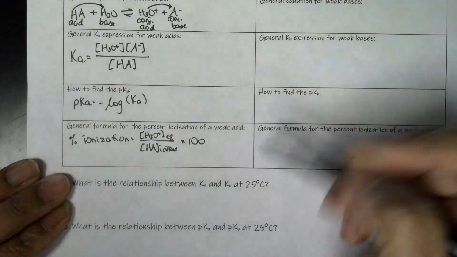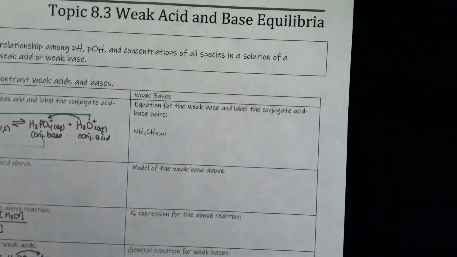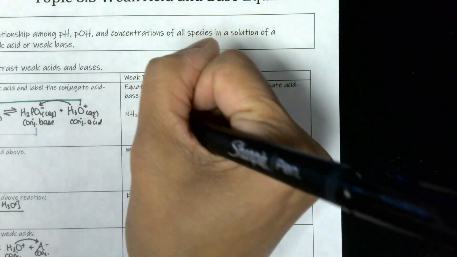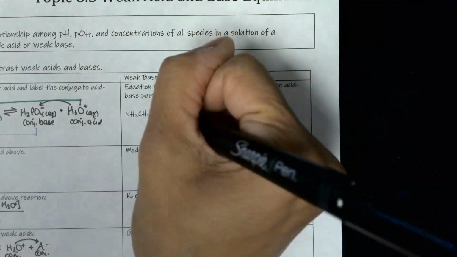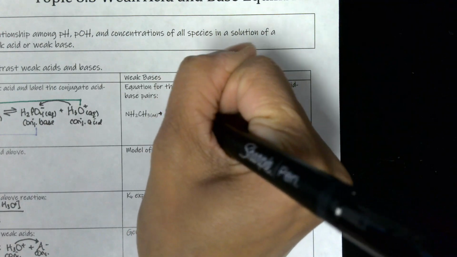So this is how to find the information for weak acids. Let's come on over to weak bases. Kind of the same thing here. In this case, you have NH2CH3, and that's a weak base. I'm going to add that to water.